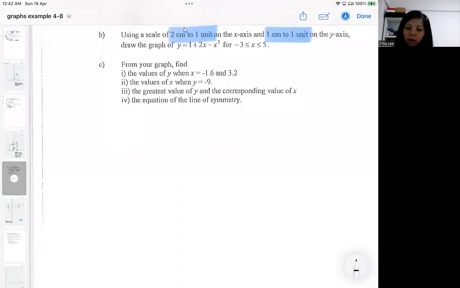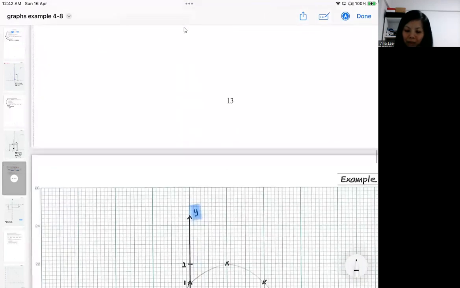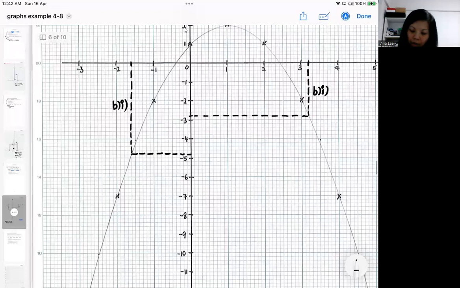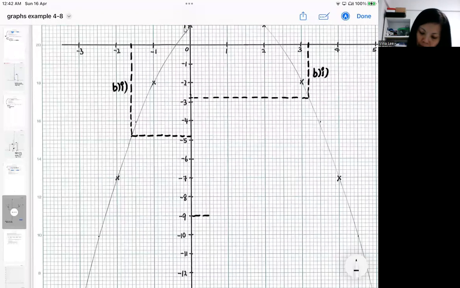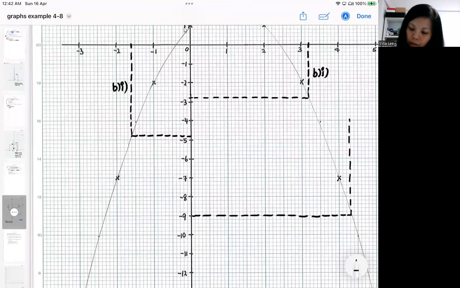Okay, then find the values of x when y is equal to minus 9. So locate your minus 9. Minus 9 is here. So look left and right to answer the question. So when you look left, you get one value. Sometimes you may not get a nice square. Maybe it's like half of a square. So I will get a minus 2.3 here. And remember to look at the other side.